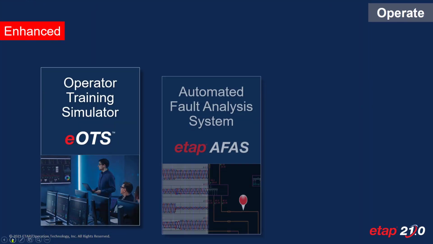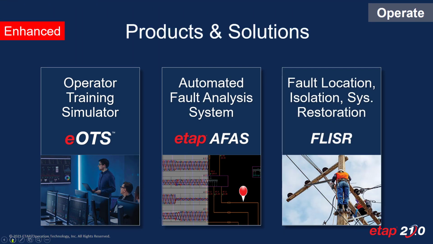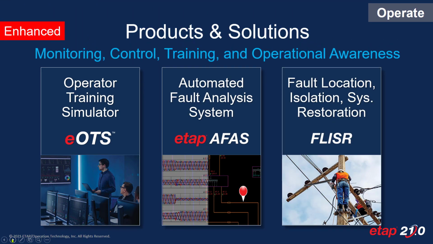Also enhanced. And these modules here are actually going to be covered in part number 2 of the ETAP 21 release series. These are more on monitoring, control, training and operational awareness. The modules that will be covered in part 2 are Operator Training Simulator, Automated Fault Analysis System, or ETAP AFAS, Fault Location, Isolation, and System Restoration, FLISR.